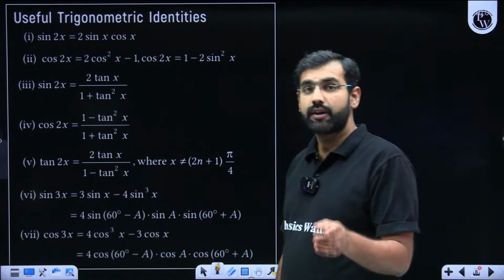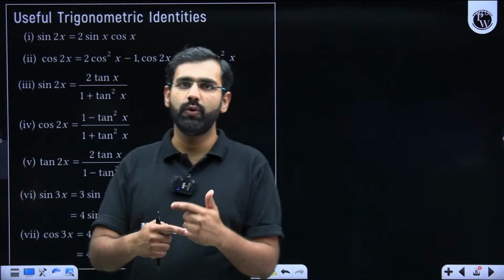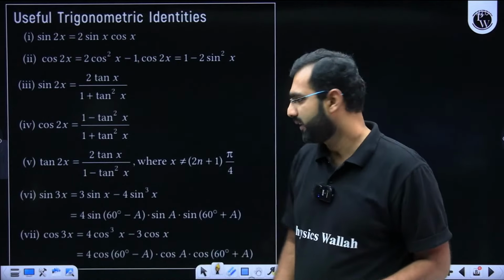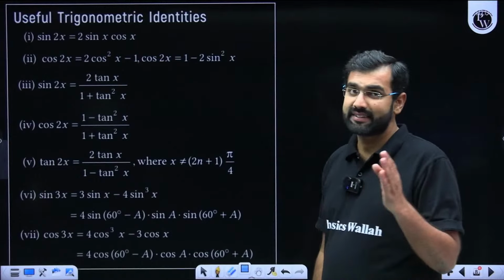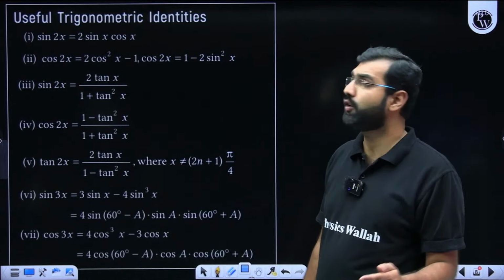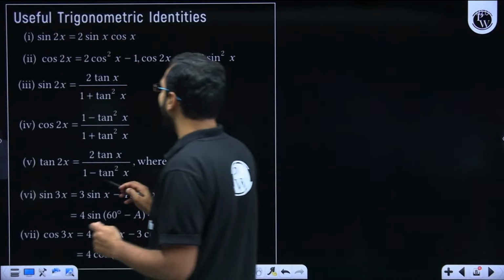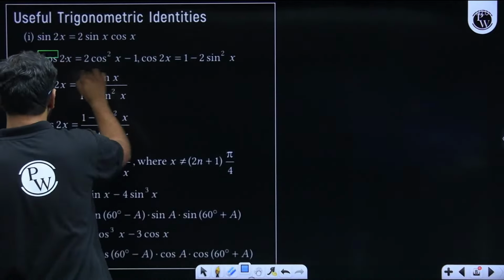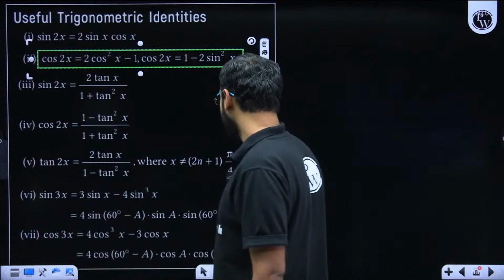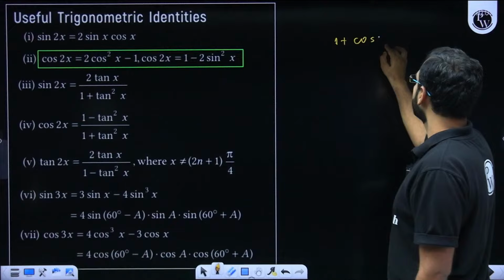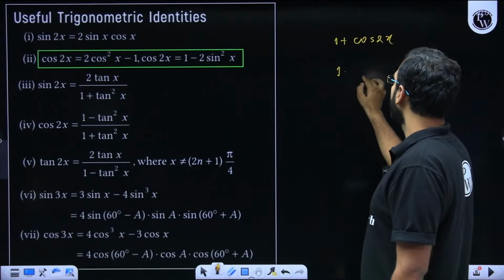Now, some trigonometric identities which are useful not only in differentiation but in integration as well. What are they? Pay attention to them. First of all, sin 2x. We often use it as 2 sin x cos x, and this one which is very prominently loved by JEE. Which one, students? This one. The other version of this is this. I hope you all remember it very clearly: 1 plus cos 2x and 1 minus cos 2x.